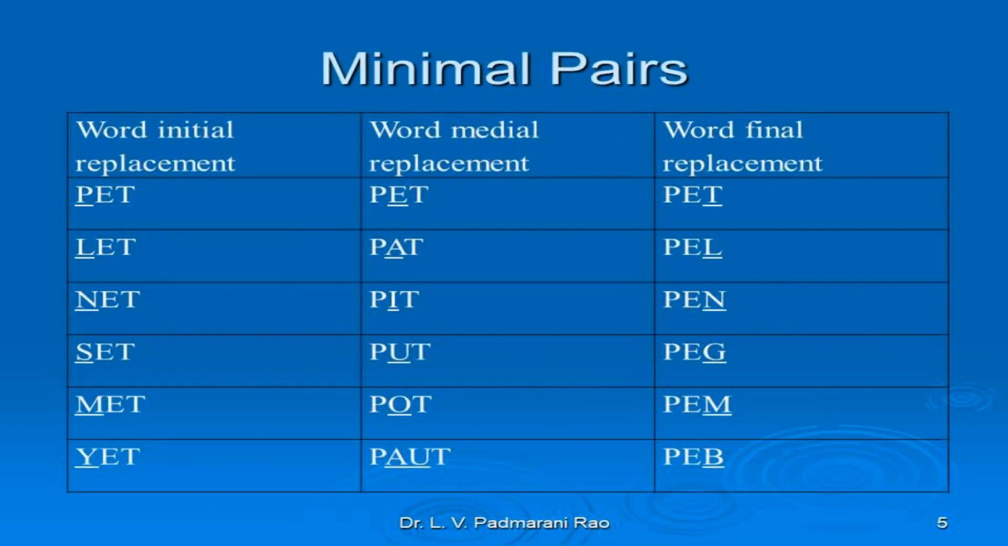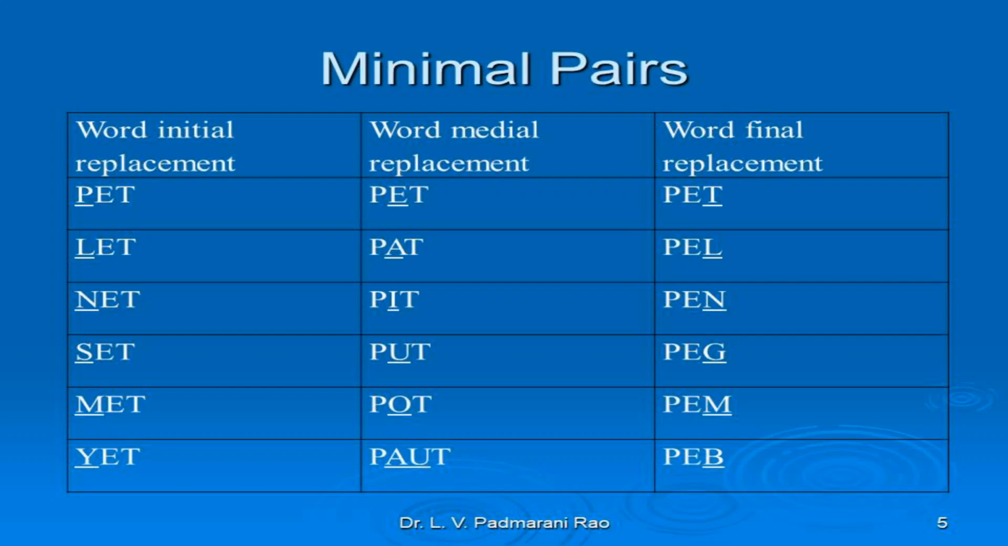They are called phonemes because the replacement of each sound with another, as you could see in this table, results in the change of the word and thereby a change in the meaning. Let's understand what it means. In the first column, you could find the word initial replacement. For the word PET, the word initial sound is P. Now, when this p is replaced by l, as you could see in the second row, it becomes let. Now, it's a new word that is formed with a new meaning.